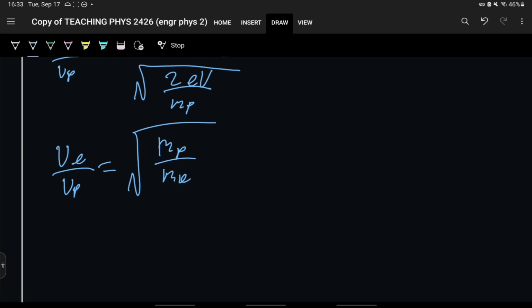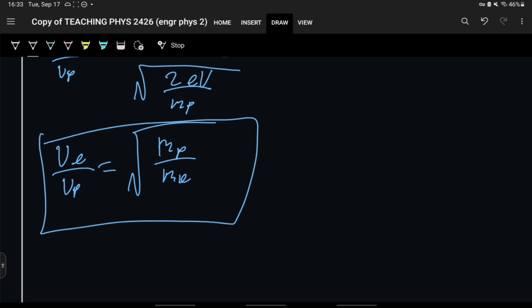And that is going to be our final answer, which is the ratio of the speeds. This result shows that the electron moves much faster than the proton, as the electron has a much smaller mass compared to the proton. The speed ratio depends on the square root of the inverse of their mass ratio.